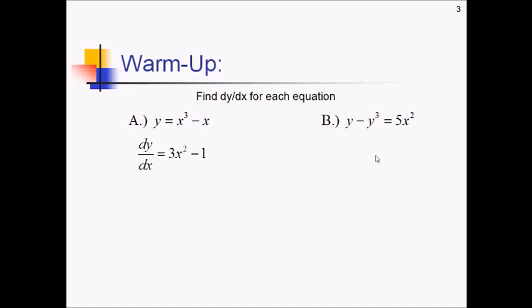Wait a second. This is weird. We can't really isolate y. If we could get y by itself like it is in part A, then we'd be in business. But since we can't isolate y, maybe we're not really sure what to do in that situation.